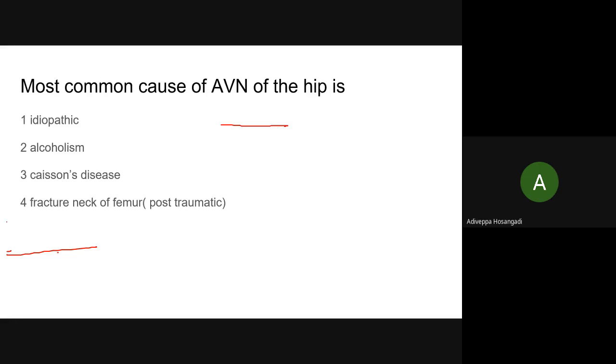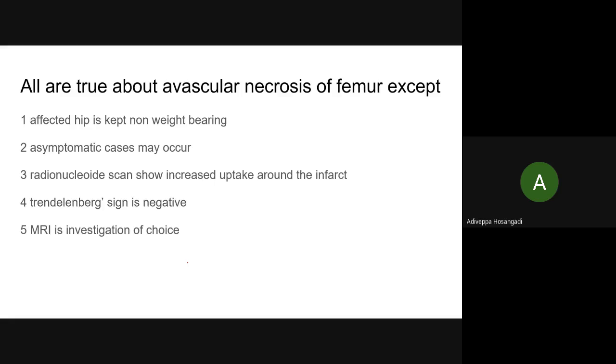Idiopathic. Okay, so the most common cause of avascular necrosis is idiopathic. We don't know the cause. Of course, the others are also causes of avascular necrosis, but they are not the most common cause. All are true about avascular necrosis of the femoral head except.